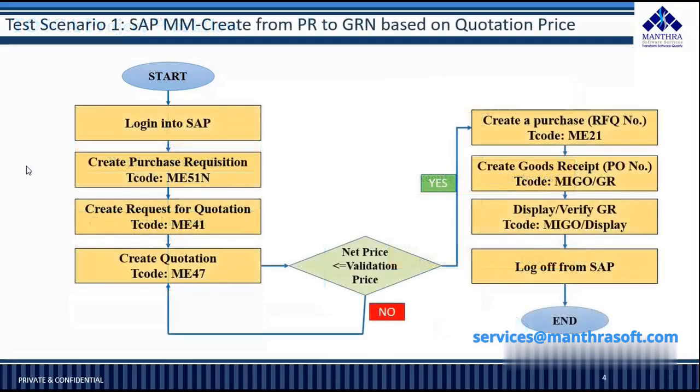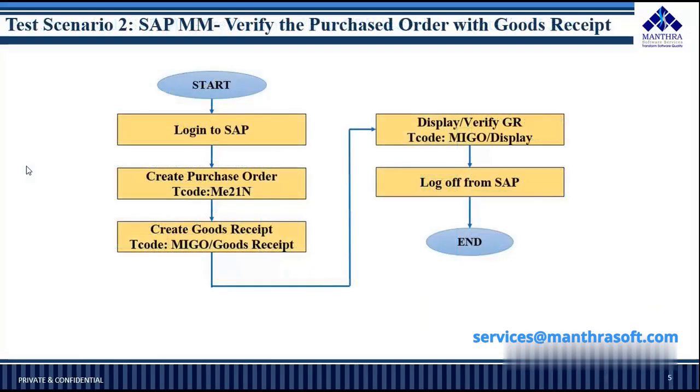First, log into SAP. And then, create a quotation from the purchase requisition. Based on the validated price, approximately the net price, create the purchase order and then the receipt of the goods. Verify all input data in the purchase order with the receipt of the goods. Log into SAP. Based on the created purchase order, make a goods receipt. Verify the receipt of the goods against the appropriate purchase order values.